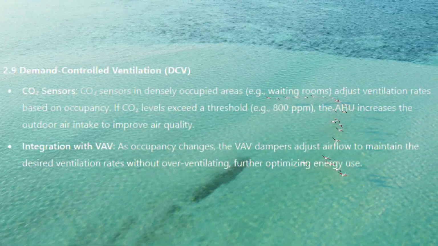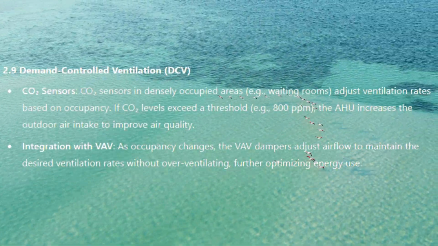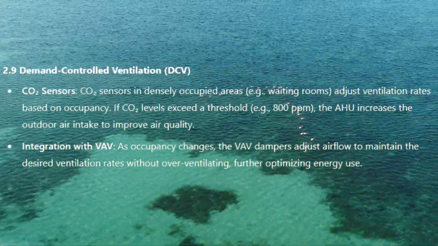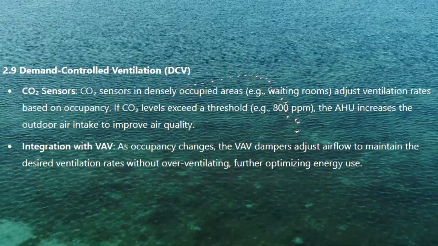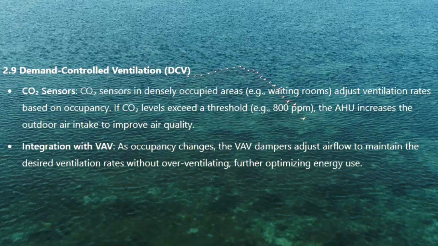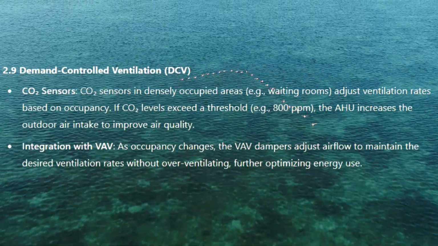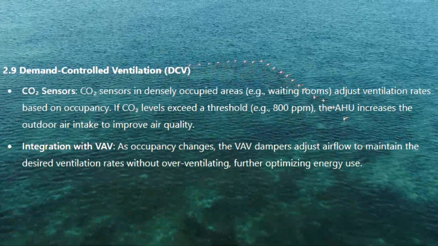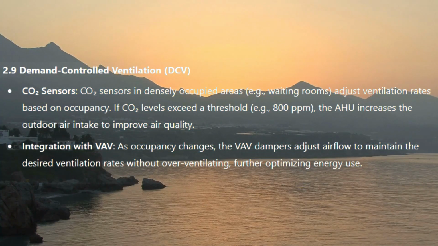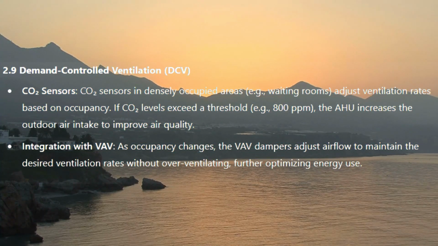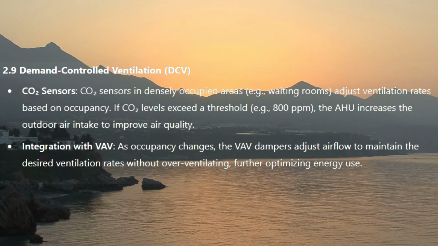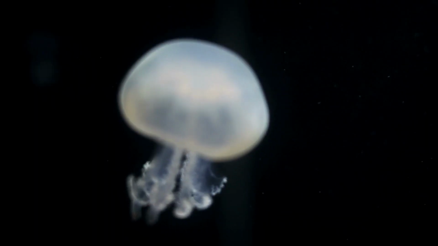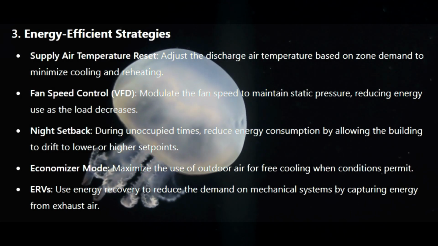2.9 Demand Control Ventilation, DCV. CO2 sensors. CO2 sensors in densely occupied areas, e.g., waiting rooms, adjust ventilation rates based on occupancy. If CO2 levels exceed a threshold, e.g., 800 ppm, the AHU increases the outdoor air intake to improve air quality. Integration with VAV. As occupancy changes, the VAV dampers adjust airflow to maintain the desired ventilation rates without overventilating, further optimizing energy use.